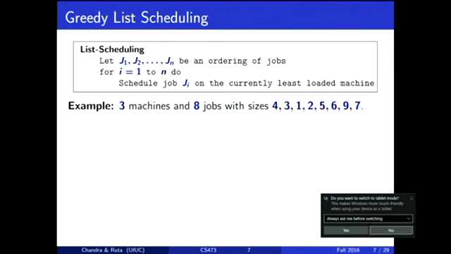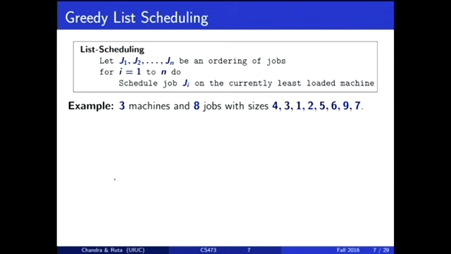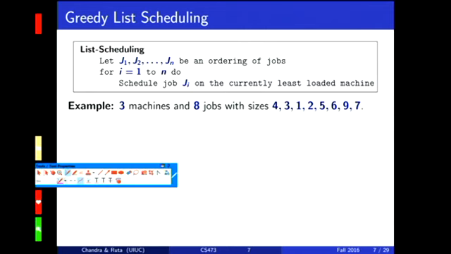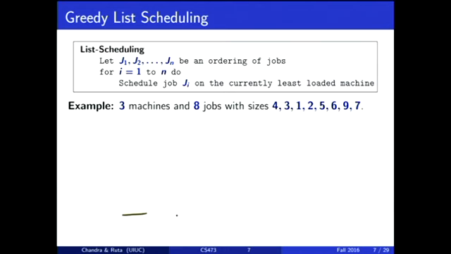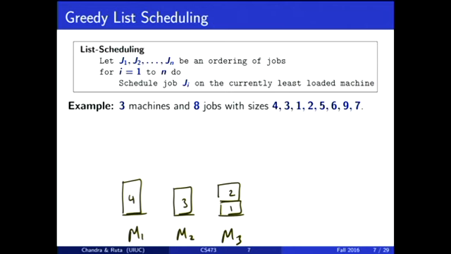Let's see what happens. I'm going to draw three machines like this: M1, M2, M3. The first job, 4, we're going to put here. I'm not going to do it to scale, but roughly, okay? And then the second job, where will we put it? Here, right? And then this one will go here. Then when 2 comes, where should we put it? We'll put it here. Clearly it is not to scale, but that will be even.